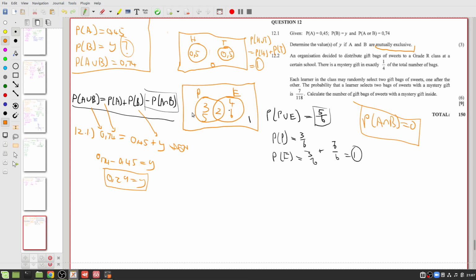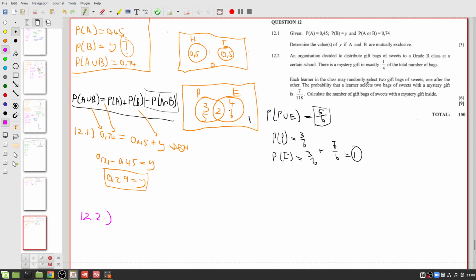Now, question 12.2. 6 marks. That looks like a tough question. Let's have a check. Okay, so question 12.2. Let's read. I'm actually just going to get rid of some of this here, just so we can read a little bit better. All right. So an organization decided to distribute gift bags of sweets to a grade R class at a certain school. There is a mystery gift in exactly a quarter of the total number of bags. Okay, so a quarter of the bags have a mystery gift.